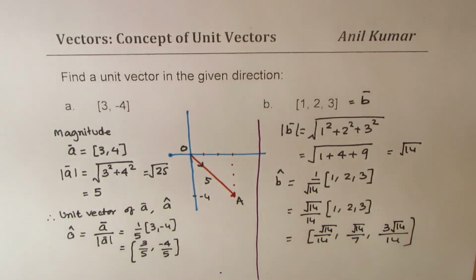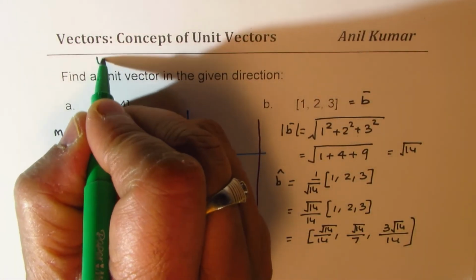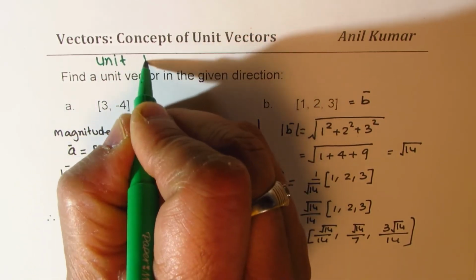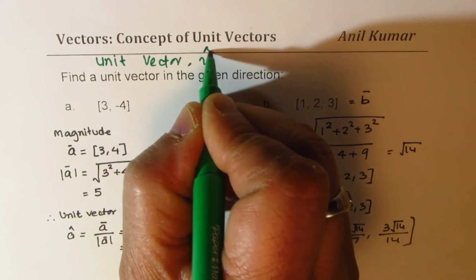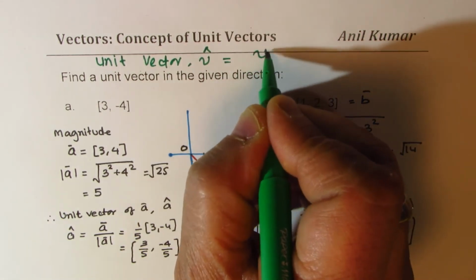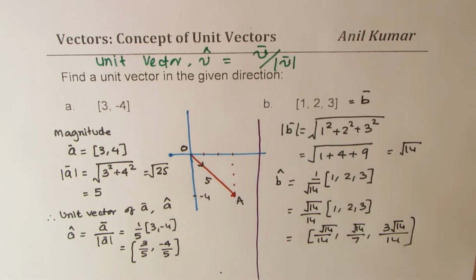So I hope now the concept is absolutely clear. And let me write down what unit vector should look like. So we are saying that unit vector, let's say V, is normally represented like this and is equal to the vector divided by its magnitude. Okay? So that becomes the basic about unit vector.